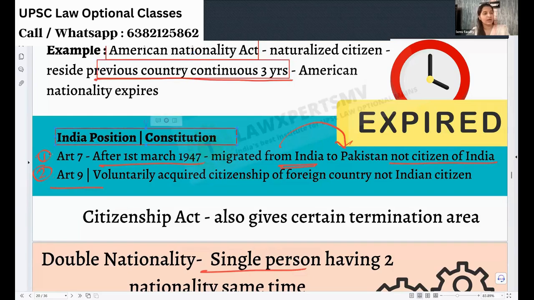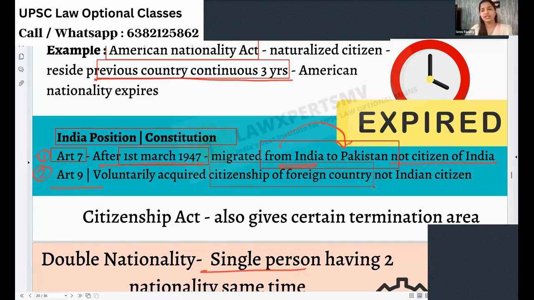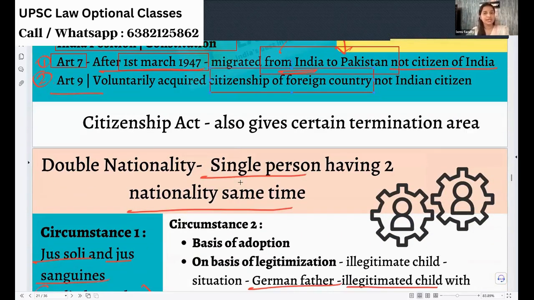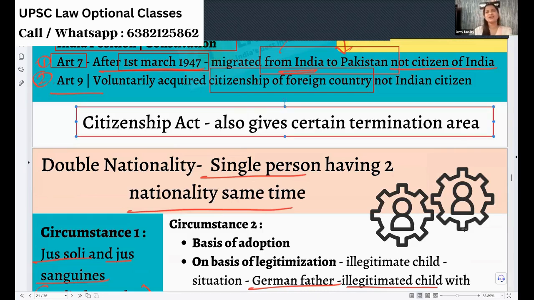And we have an Indian position also. I told you, right? According to Article 7, after 1st March 1947, during the partition, whoever migrated from India to Pakistan will not be an Indian citizen. They chose Pakistan, so they'll be Pakistan citizens. Okay, this is the expiration. And even voluntarily, if someone gets citizenship in a foreign country, they are no more an Indian citizen. Now, when we talk about termination of citizenship, the Citizenship Act also gives a list of termination areas, but they are not much important. If you want, you can just quote 3 to 4 sections. That's all. Okay, I have given you examples. So if you quote this much, that is totally enough.